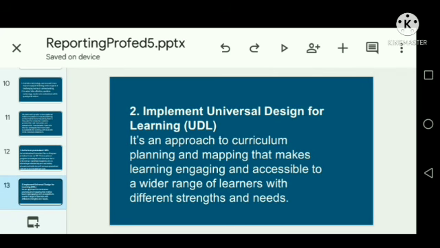All right. So number 2 is implement Universal Design for Learning or UDL. It is an approach to curriculum planning and mapping that makes learning engaging and accessible to a wider range of learners with different strengths and needs.